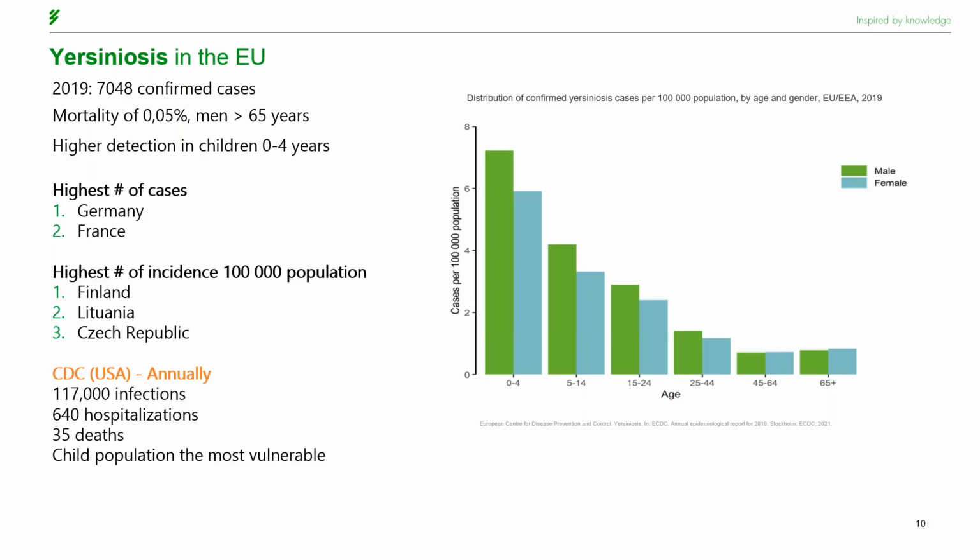cause of more than 100,000 infections annually, 640 hospitalizations, and 35 deaths. And again, their data reinforces the conclusions of the European Union that children are the most frequently affected. And they did find seasonality of yersiniosis, being in winter, where there are some spikes in infections.